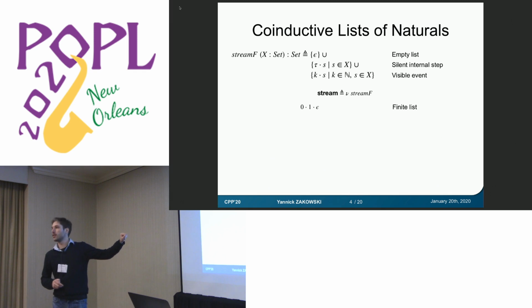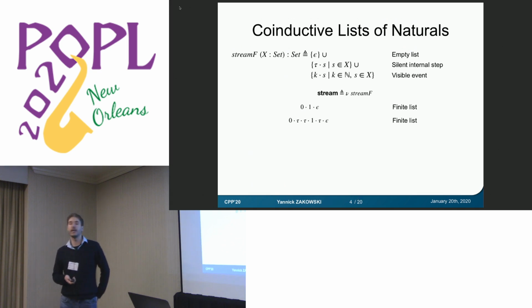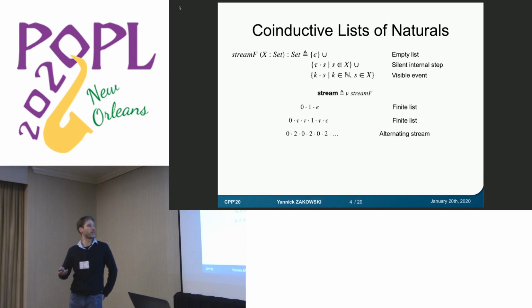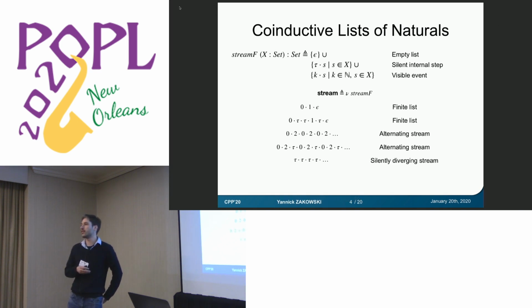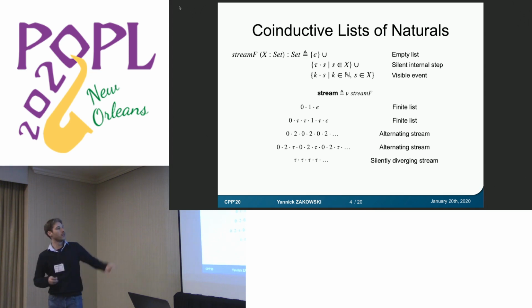To make things concrete, such an element of the data type can be a finite list, 0 then 1. It might be the same finite list, but with some internal step on the way. It might be an infinite alternating stream of 0s and 2s, or the same with some internal steps. And then there is this very peculiar one, which is a silently diverging stream. So this is very standard.